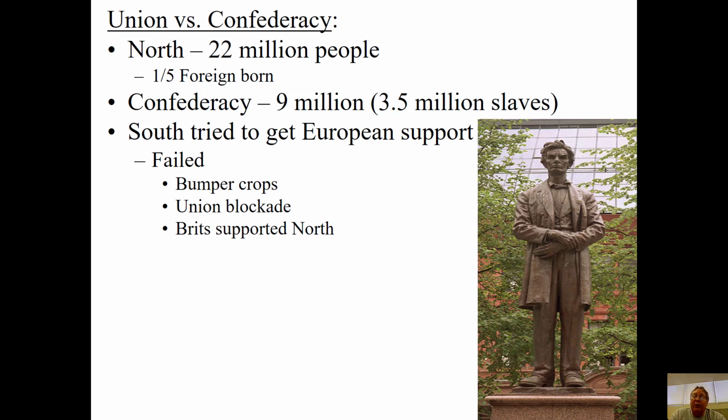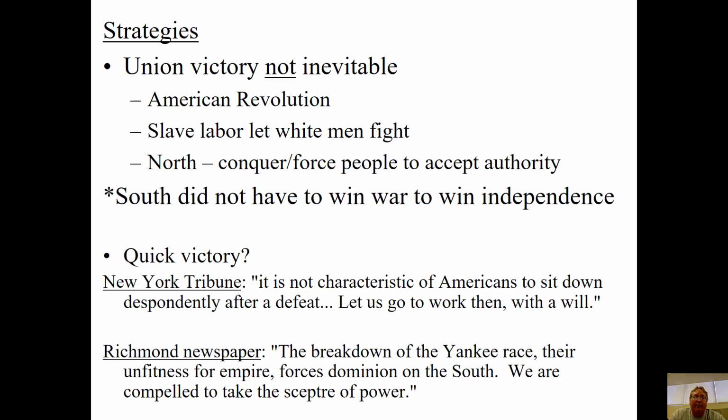But in the end, both sides still are going to have to fight it out to see who's going to win here. So let's turn really quick to the strategy involved here, right? How are these two sides going to pull this off? And one thing to keep in mind, we know how this war plays out, but they don't. And in the end, it's not inevitable that the Union's going to win. Again, a lot of the things say it should, but it also said that Britain should have won the American Revolution pretty easily if you stop and think about it.